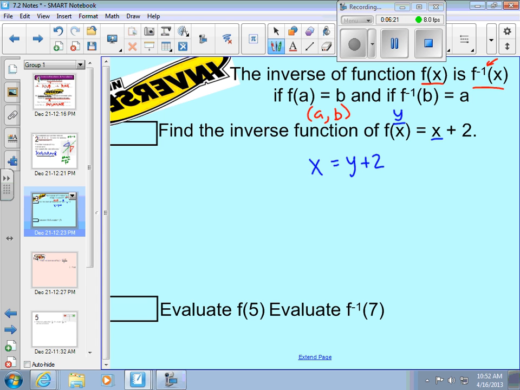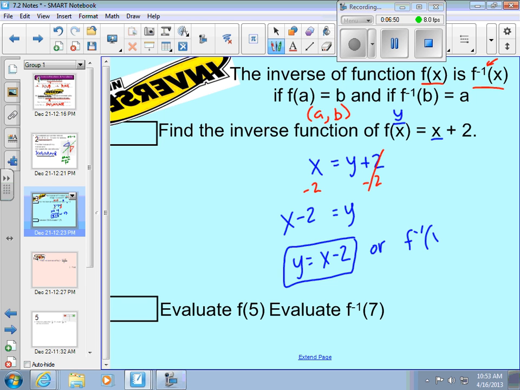If we solve this now for y, we will find the inverse. So what we're going to do is solve this little equation for y. The only thing we need to get out of there is this 2, so we're going to subtract it since it's being added. If we do that, now we end up with y equals x minus 2, and that then is the inverse. So y equals x minus 2 is our inverse function, or if you write it in function notation, the inverse function is x minus 2.